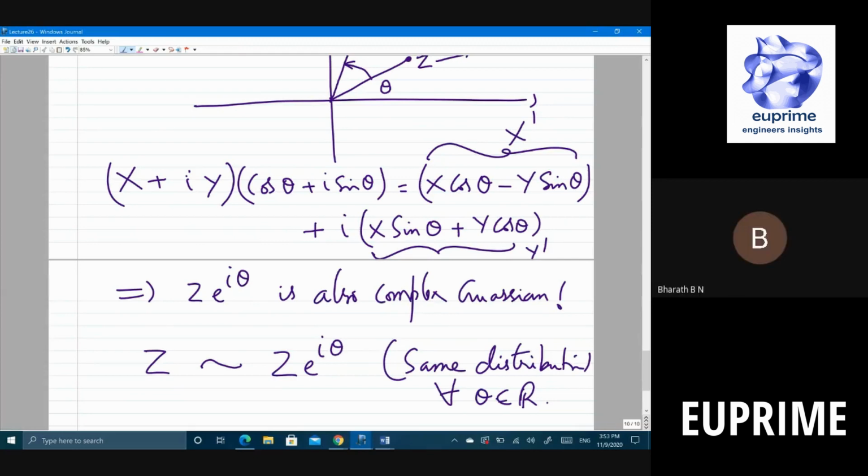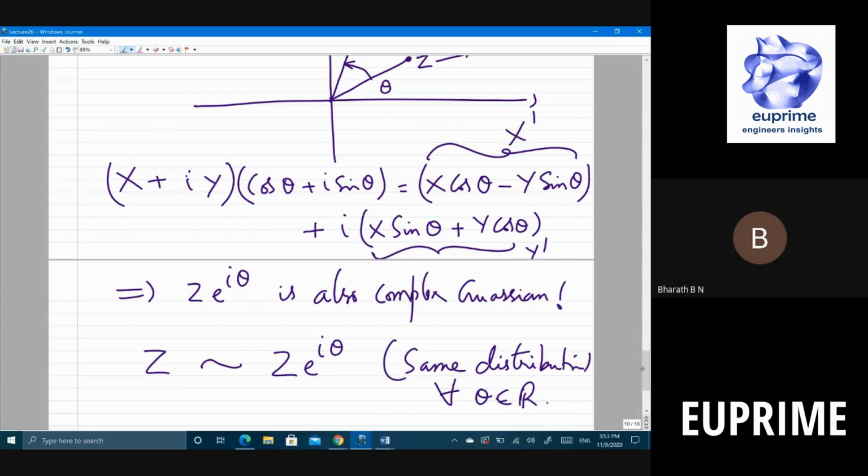Sir, one small question. When we say that two random variables have the same distribution, is it when the parameters are the same, or just the distribution is the same? Distribution is the same. For example, two Gaussian distributions, one with mu 1 and sigma 1 square, and one with mu 2 and sigma 2 square. Will they be the same distribution or different? They will be different distributions.